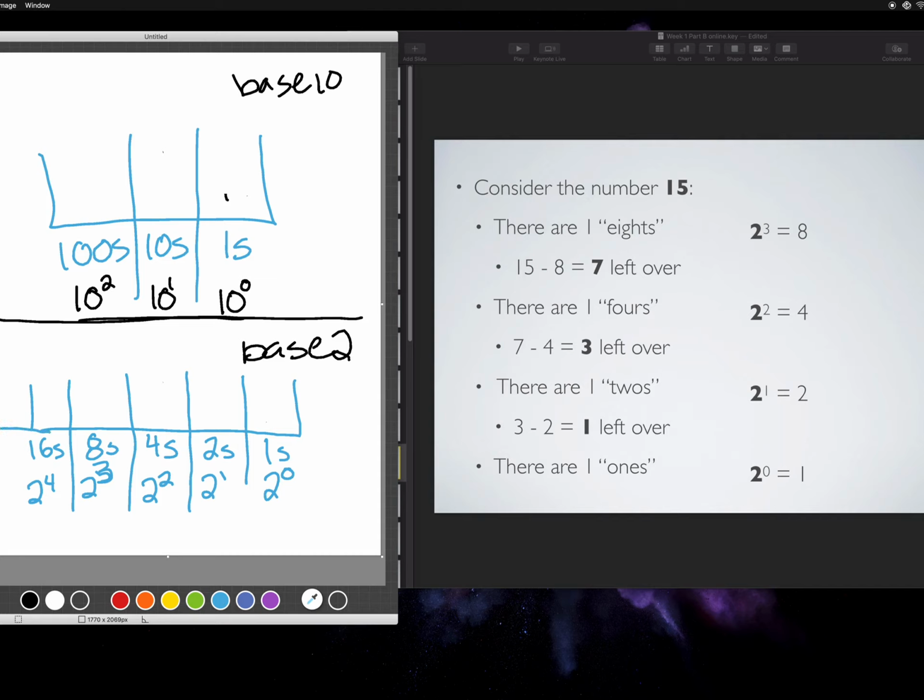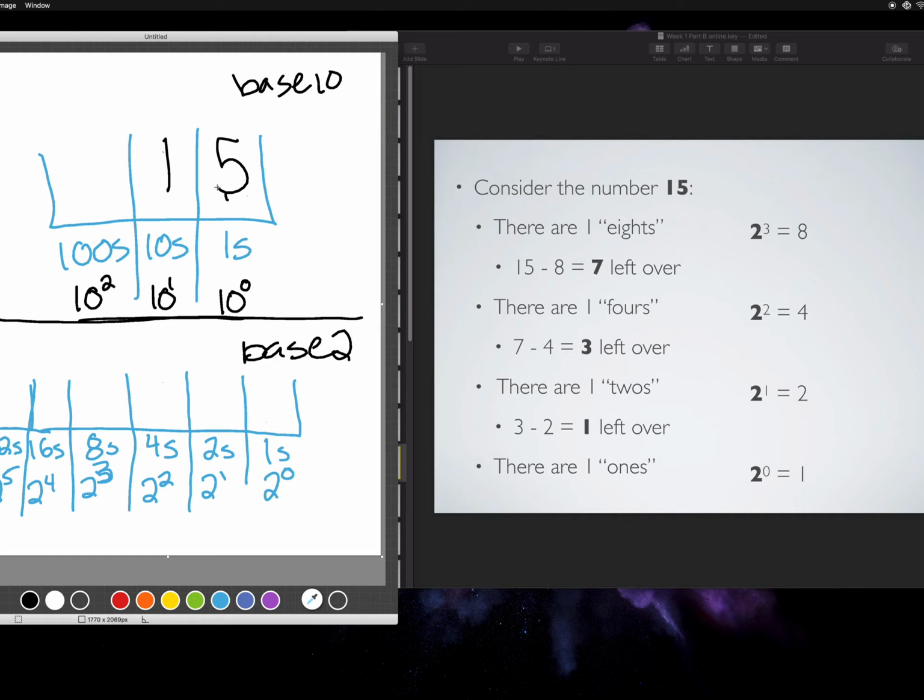Alright, so the next base 2 place is going to be what? 2 to the 5th, right? Which is 32. So that's going to be the 32s place. Alright, so again, here we are going to convert the base 10 number 15 into base 2. So let's do that. First thing we do, again, we start on the left-hand side of these base 2 places and we find the biggest one that will go into 15.